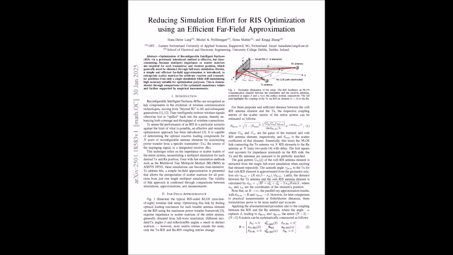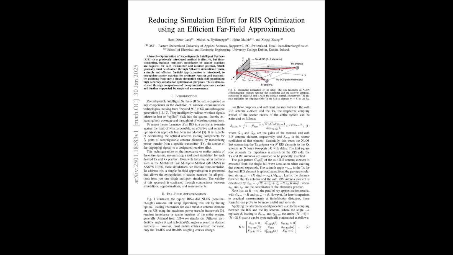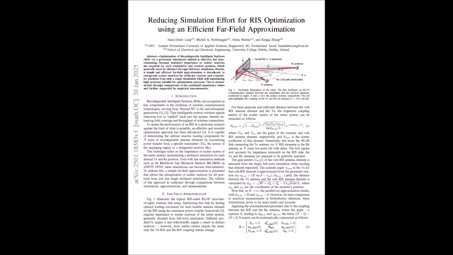They then calculated the ideal capacitance values for each element on that RIS, first using their new method and then with those traditional full-wave simulations. Drum roll, please. How did the two approaches compare? The results, which you can see in figure 2 of the paper, are really impressive. The capacitance values they get from both methods are virtually identical. That suggests that this far-field approximation is doing a fantastic job of capturing the key physics of how the RIS works. Okay, that's really encouraging.